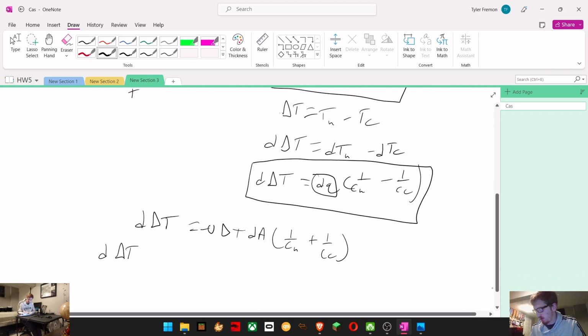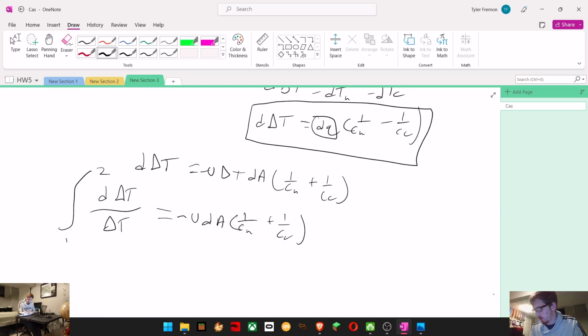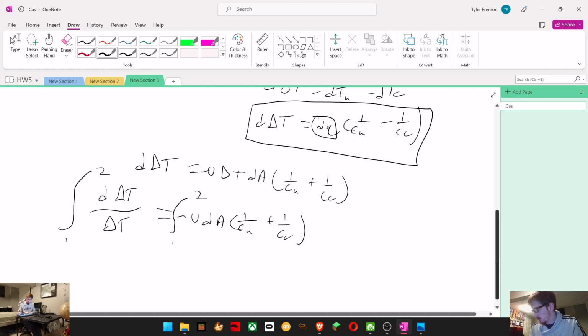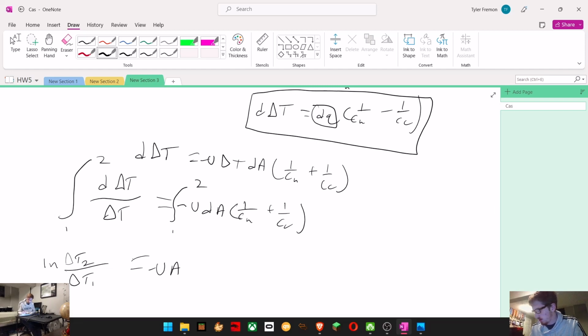So we'll have d delta T over delta T is equal to negative U dA times 1 over CH plus 1 over CC. And then we'll go ahead and integrate from position 1 to position 2 on each side. So we'll have the ln, the natural log of delta T2 over delta T1 is going to be equal to UA times 1 over CH plus 1 over CC.